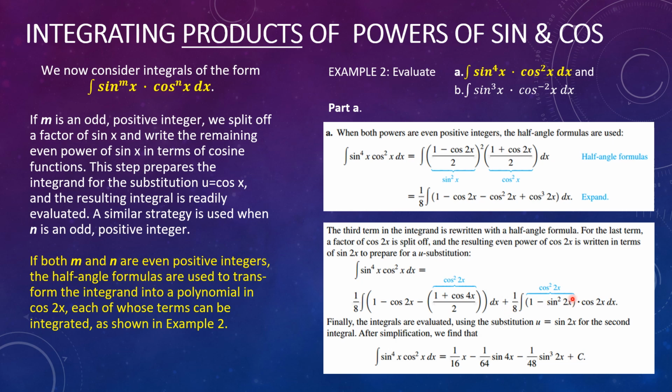The more complicated substitution, and it's really not complicated at all, if we have this integral here, notice if we make u equals sine 2x, then du is going to be equal to cosine 2x dx. So we can substitute in, and then we get the integral of 1/8 times 1 minus u squared du. And then when we integrate that, we get this final answer down here, which is 1/16 times x minus 1/64 sine of 4x minus 1/48 sine cubed of 2x plus c, the constant of integration.